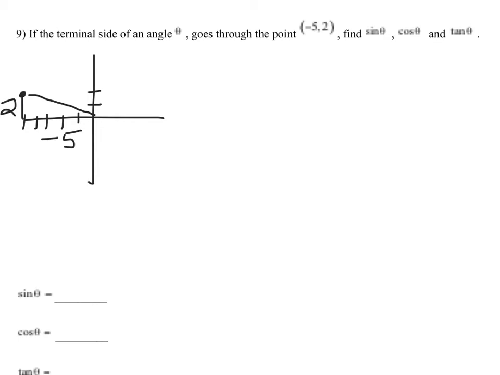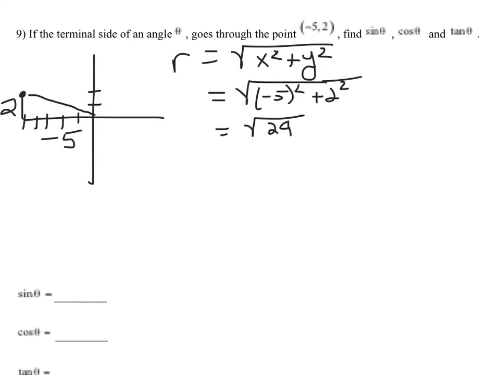And so we're going to use those values to find this hypotenuse, and we're going to use r equals the square root of x squared plus y squared. Okay, this is just the Pythagorean theorem. And then we're going to plug those values in to find the hypotenuse. So we get that the hypotenuse is the square root of 29. So when we start writing our values for sine, cosine, and tangent, we have to remember that we're going to end up with a radical in the denominator.